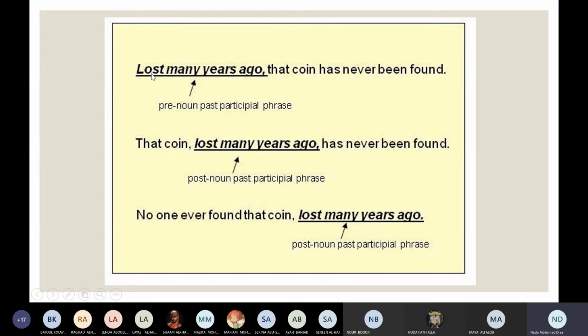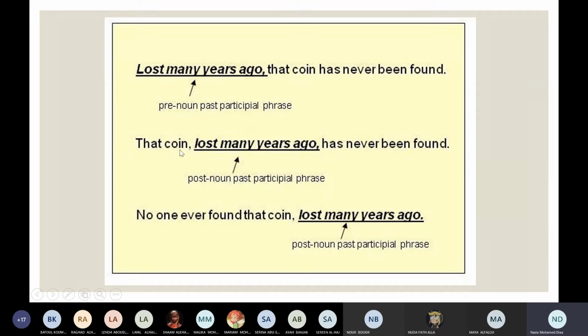But what about lost here, teacher? I lost. Teacher, I can say I lost many years ago. Yes, if you want to say I lost many years ago. But where is I? So there is no subject, so it cannot be a verb. It's a verbal that looks like a verb. So what does it function as? Lost many years ago. What was lost many years ago? Coin. So that coin lost many years ago has never been found.